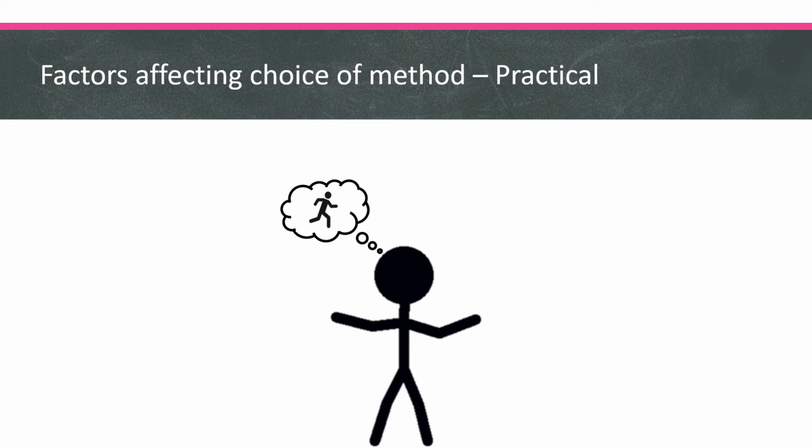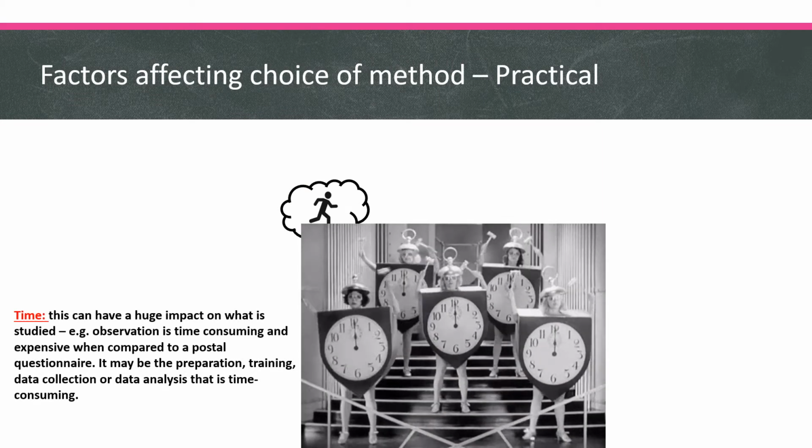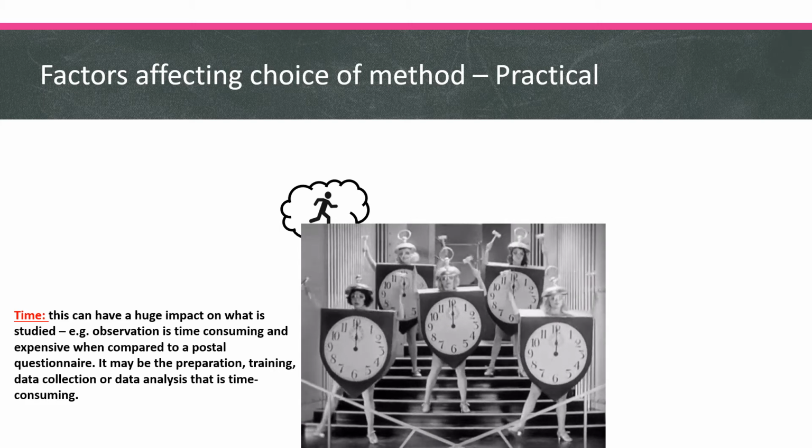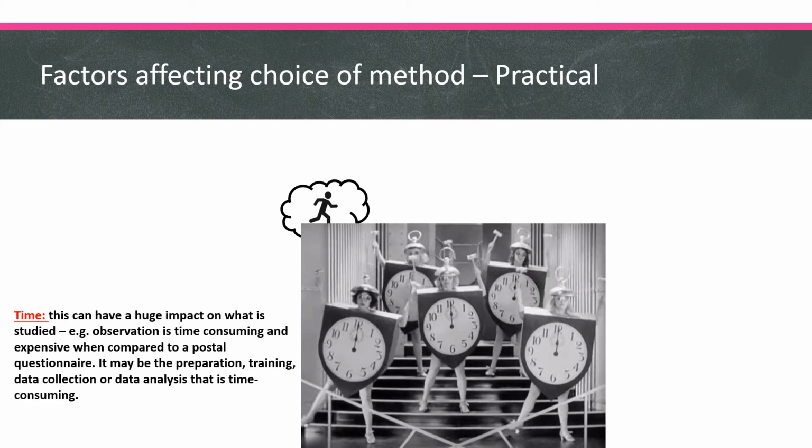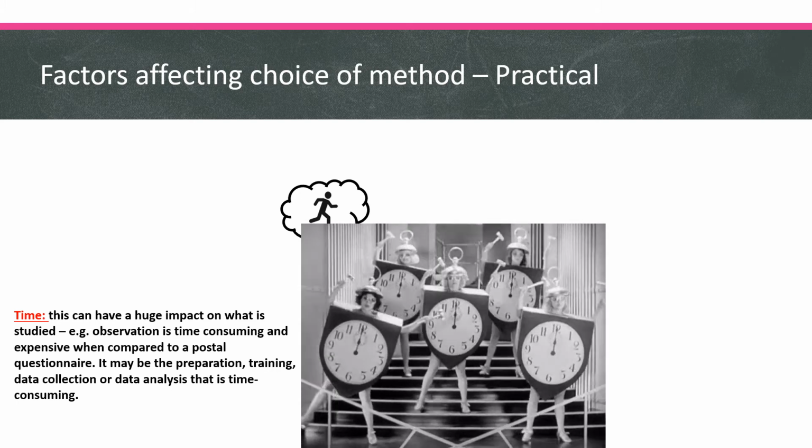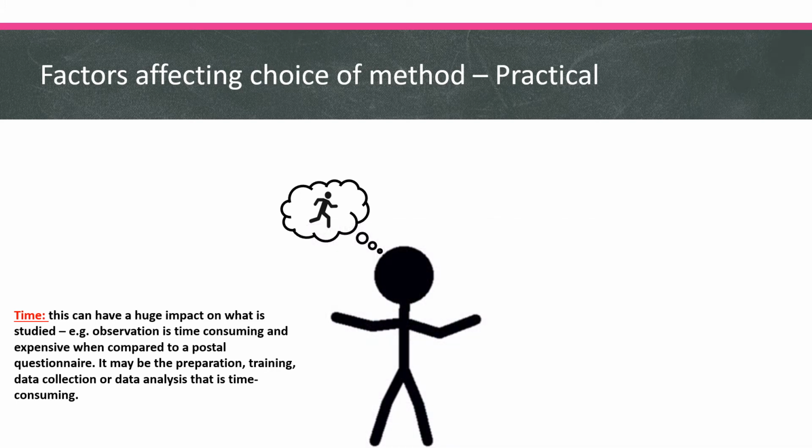Now, practical factors, there are a few of them. The first of these is time. Time is a massive influence when conducting a piece of research because the less time you have, the quicker you need your method to be. If you have long periods of time, you may choose more in-depth, more investigative methods because you have the time to do that. So for example, a questionnaire is very quick compared to a participant observation, which is quite long. And again, the time frame you have will dictate the method you choose.